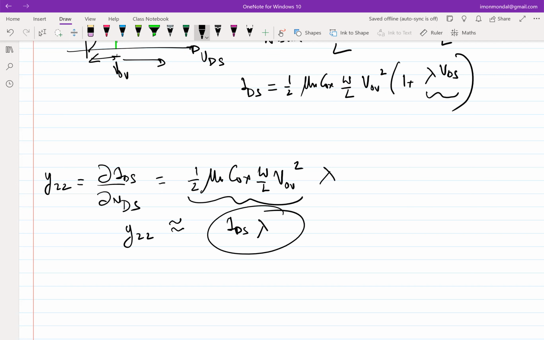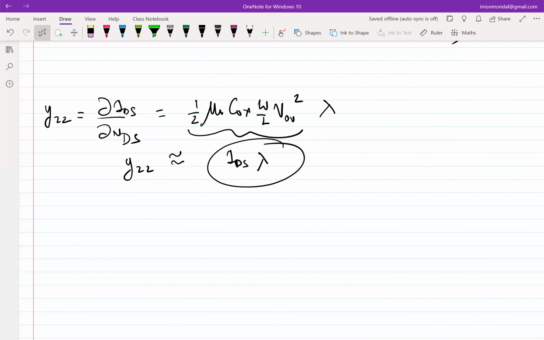Okay, fine. So now, just like y21 we call GM, this y22 in case of a transistor is called GDS, the conductance between drain and source. This is also called 1 over RDS, the resistance between drain and source. So you will see these terms in the literature quite often.